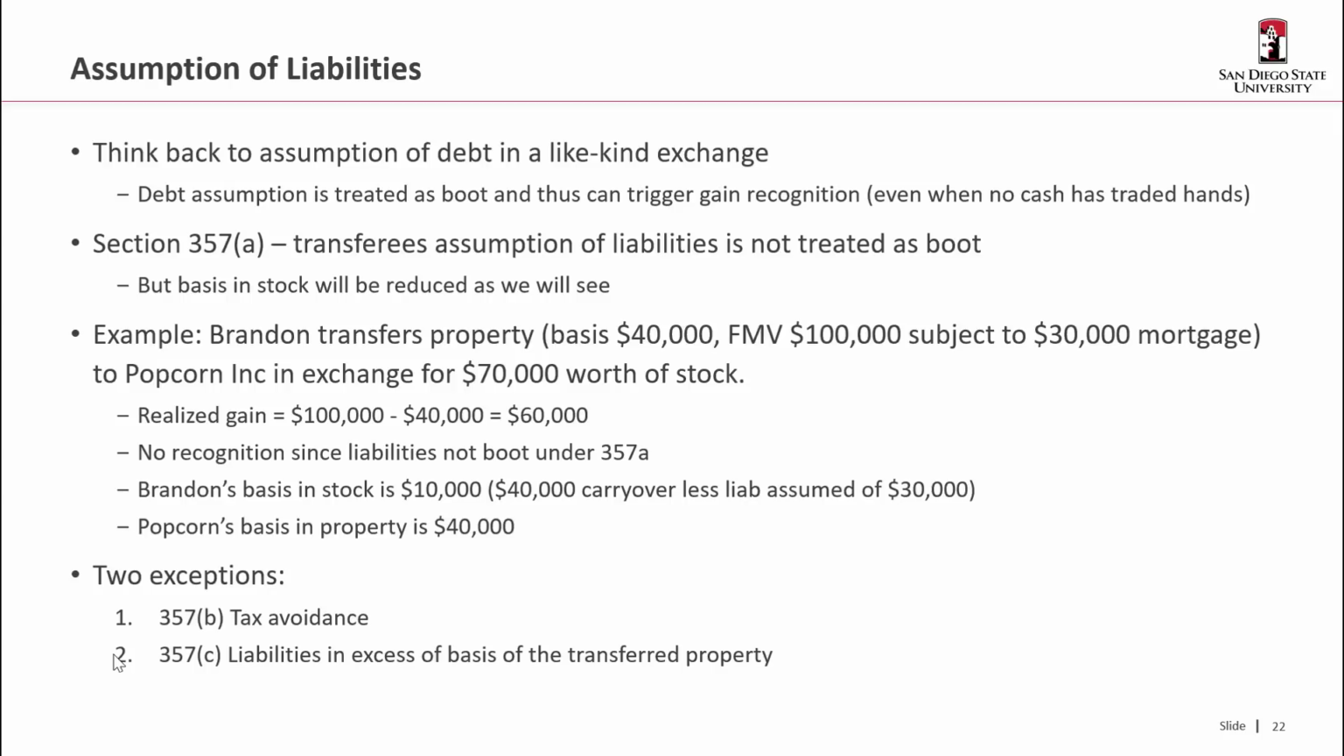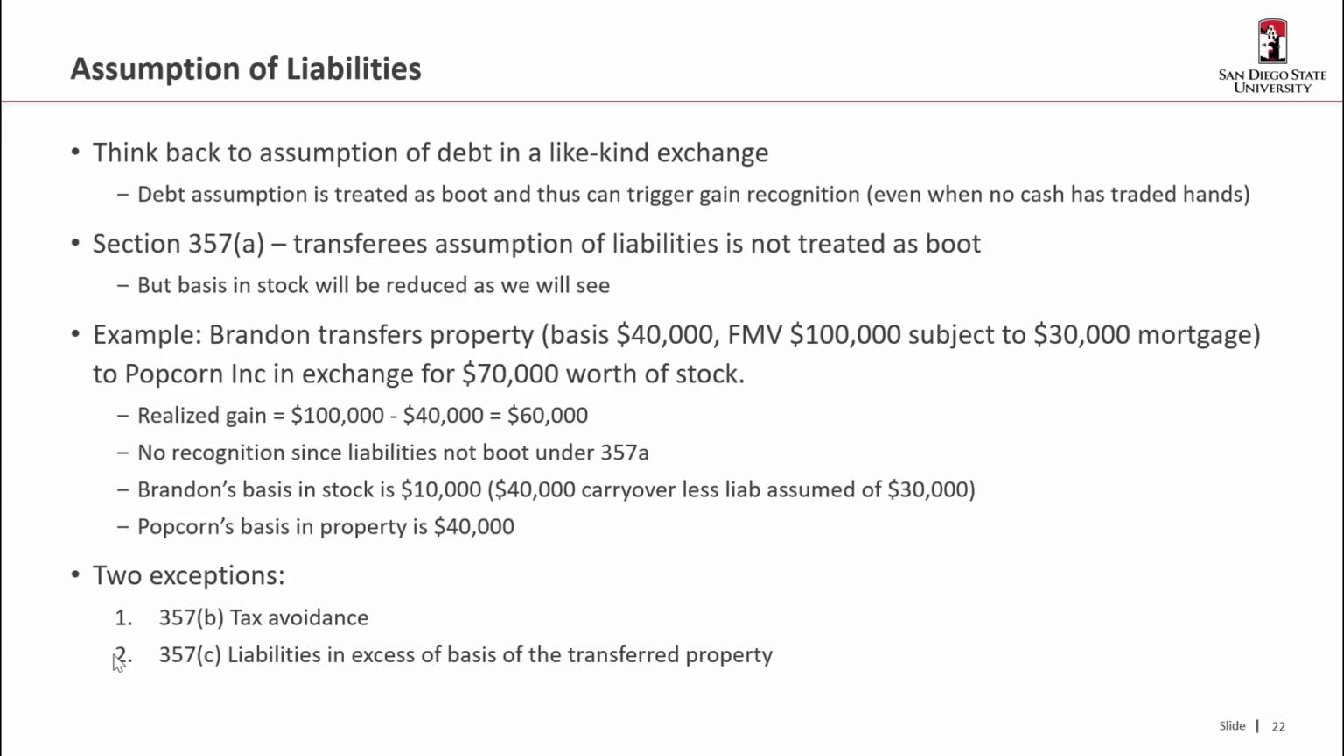The good news is that under 357, typically, if you have a 351 exchange and the transferee is having some liabilities assumed away from them, that is not treated as boot. But it does reduce their basis in the stock. So basically, it's a trade-off. It's saying, look, we're not going to make you recognize gain on the debt that was assumed away and treat it as boot, but we are going to make you build that gain into the basis of the stock.